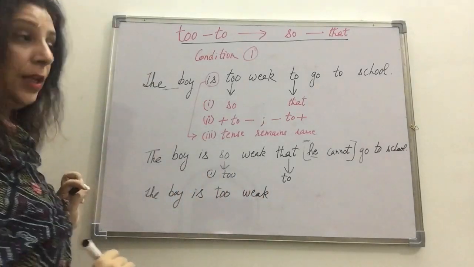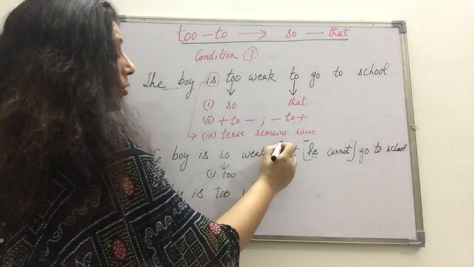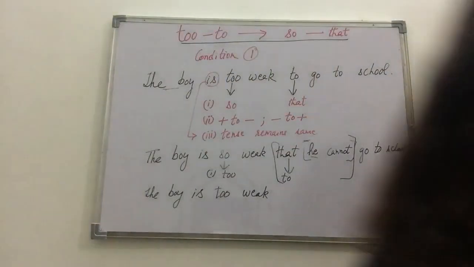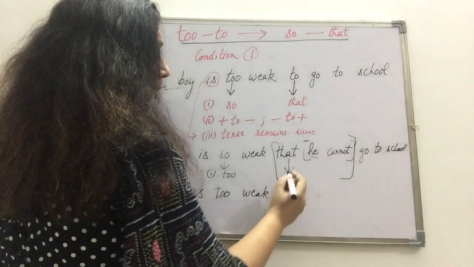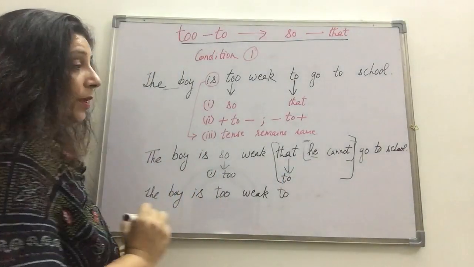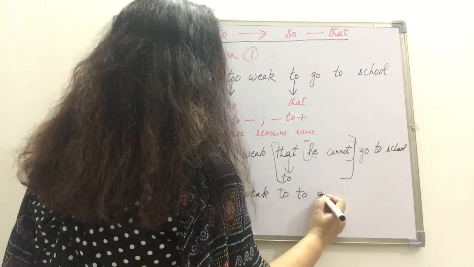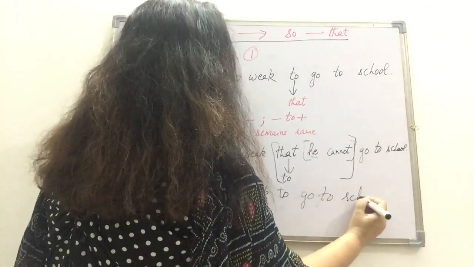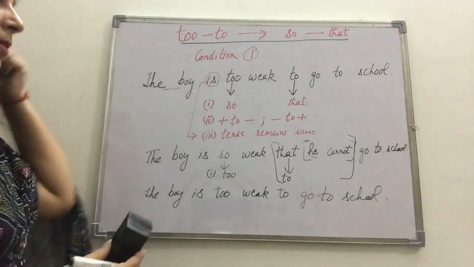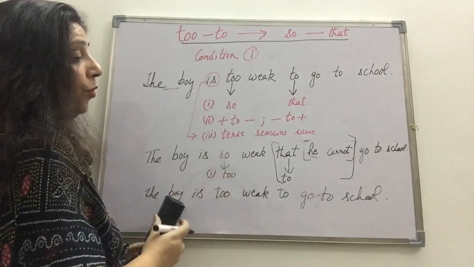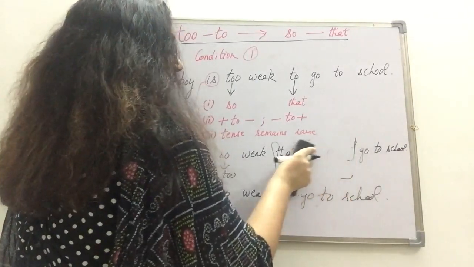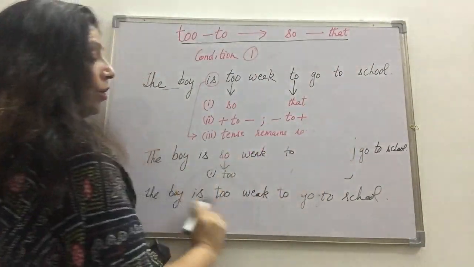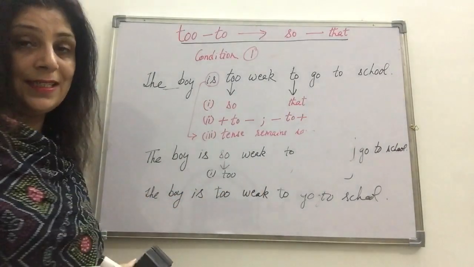Till here? Now when we change back to too, these 3 things are eliminated. They don't exist. So what will be the answer? The boy is too weak. This so changes into too. We know it. And straight away we go to this. To go, I've written to twice. To go to school. Right? So when we change from so that to too, in fact, you can use it this way, that we erase these words. And for this there is this too. So that comes the answer. That is for your understanding.